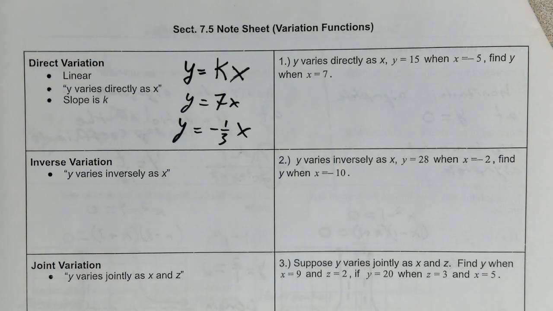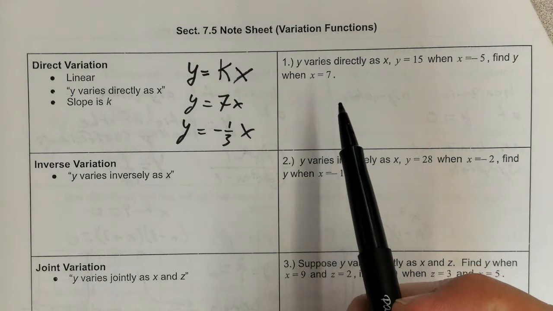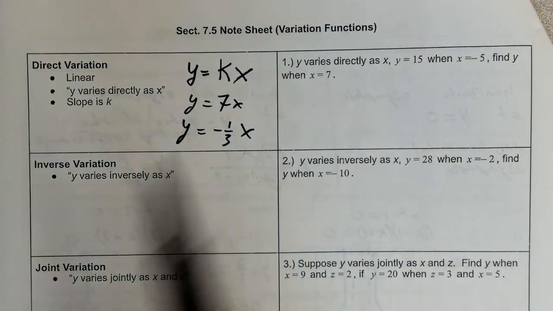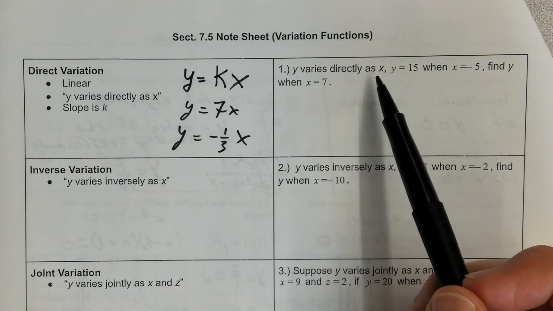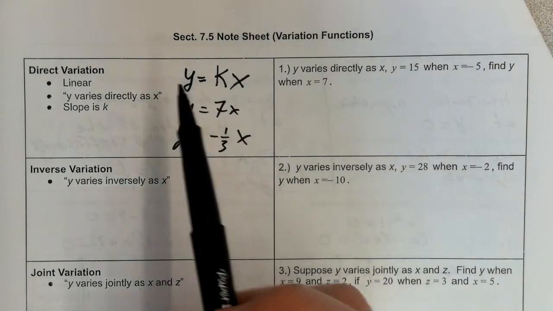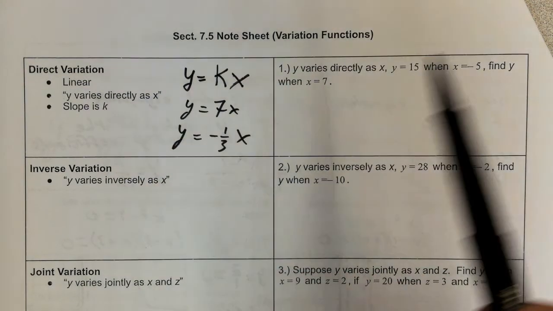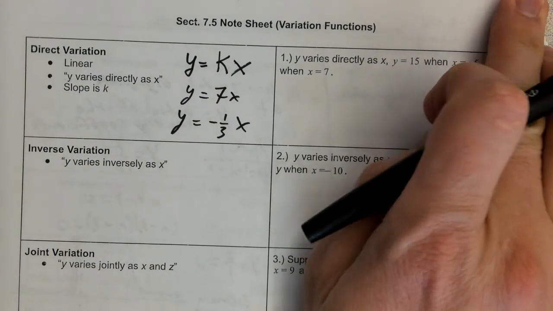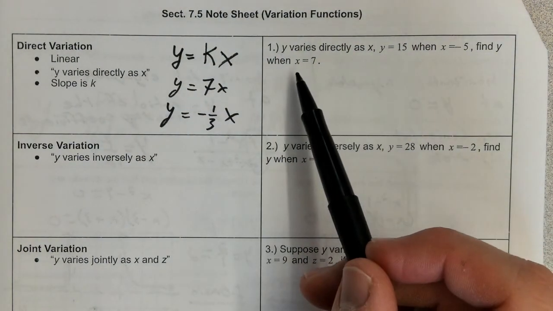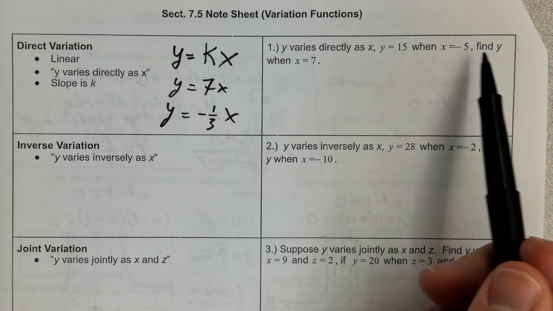Now, these are especially useful in word problems, which you'll do a few of, but not all of them are necessarily word problems, because we can get a little bit of practice when all of the context from a word problem is stripped away. So let's look at an example here. y varies directly as x. That's the phrasing that we will use, and that tells you that the equation is going to take this form, y equals k times x. It says y equals 15 when x equals negative 5. Find y when x equals 7.